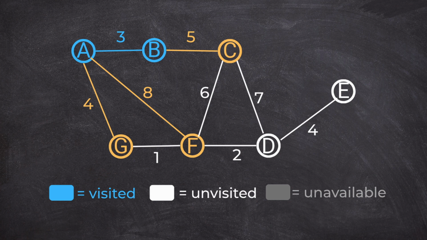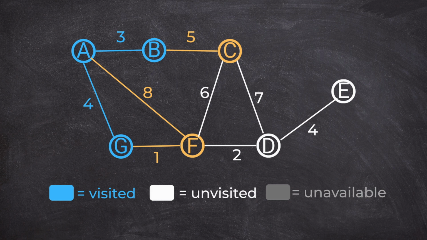Now, look at all edges from visited nodes. So from A and B, pick the smallest edge. The smallest edge is cost 4, from A to G, so I pick that. Mark G as visited. Next, look at all edges from A, B, and G to unvisited nodes.